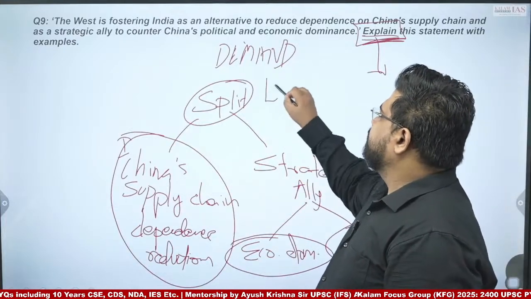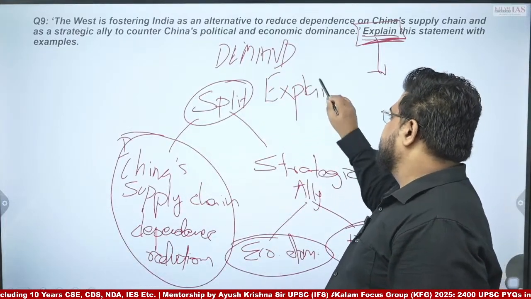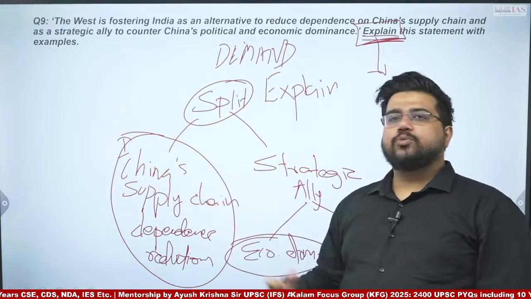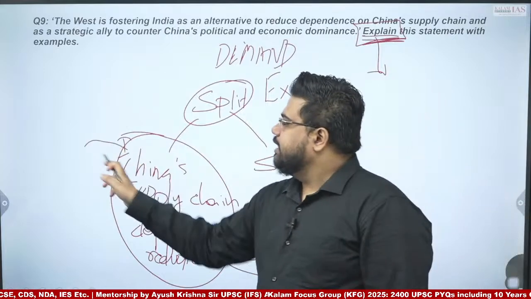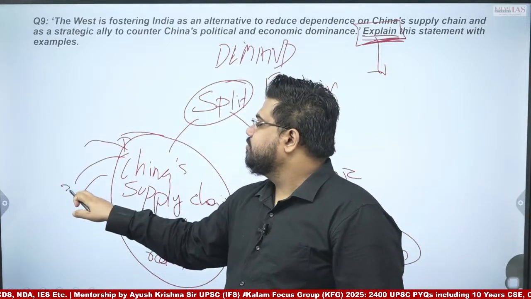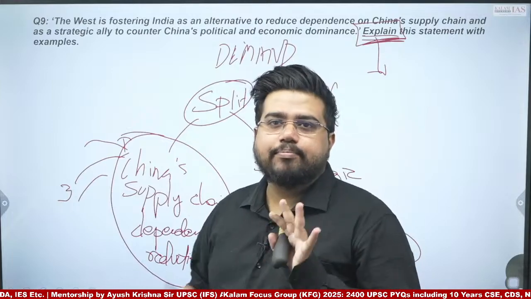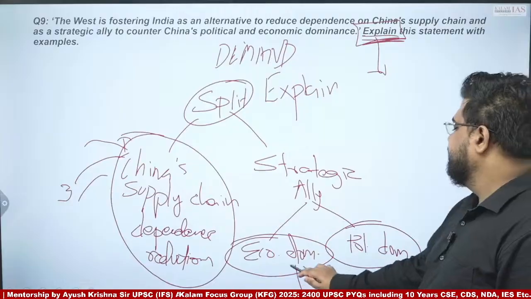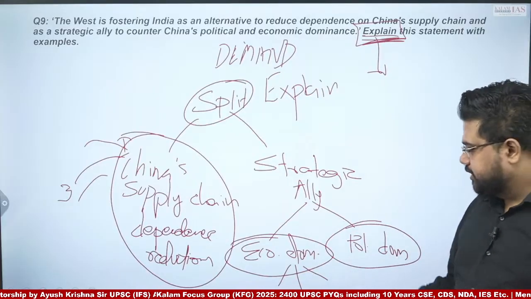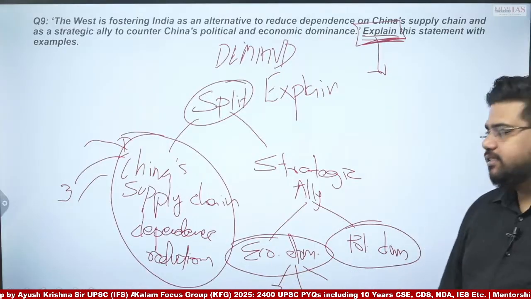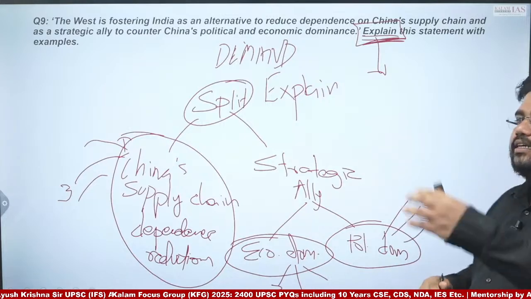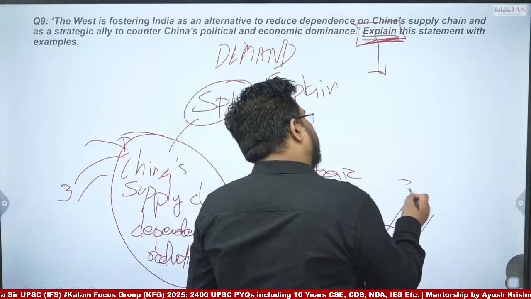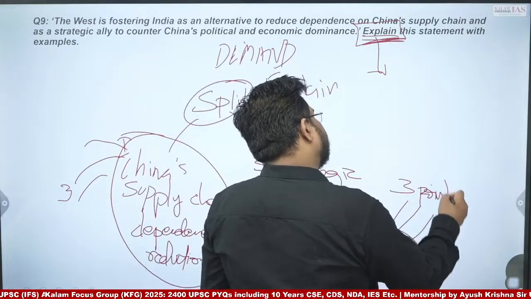Now I need to explain these ideas. That is how India is able to counter the supply chain dominance of China. Can I give at least 3 points for this? On a minimum basis, minimum 3 points for this. How India can economically counter the dominance of China, 3 points. How politically the West is seeing India as a counter to China, you can give 3 points. 3 points is the minimum, I'm saying.